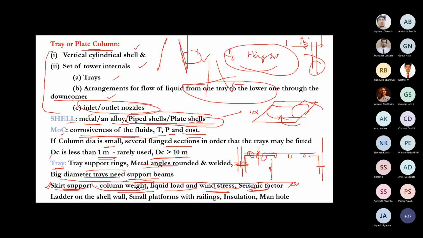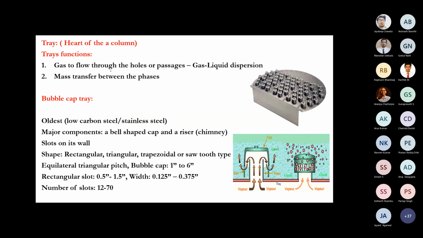Apart from that, there are additional accessories like ladders on the shell wall, platforms, suitable insulation, manifolds, and side glass, so you can see what is happening inside. These are all the arrangements you have to provide for tray columns. The tray may be a bubble cap tray, valve tray, or sieve tray. We know the functions of the trays: trays are the heart of the column. These different types of trays we will discuss in the next class.